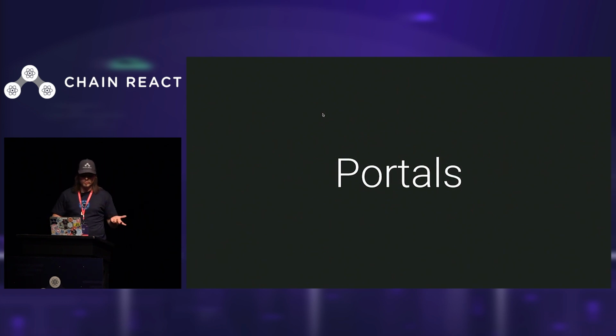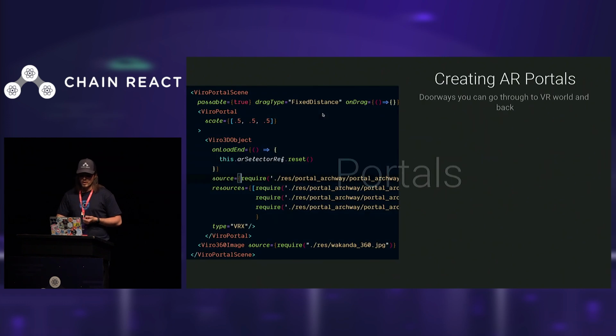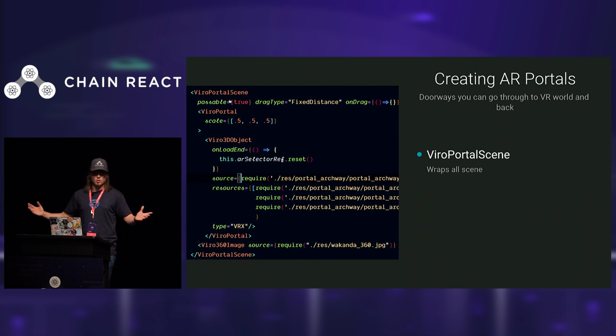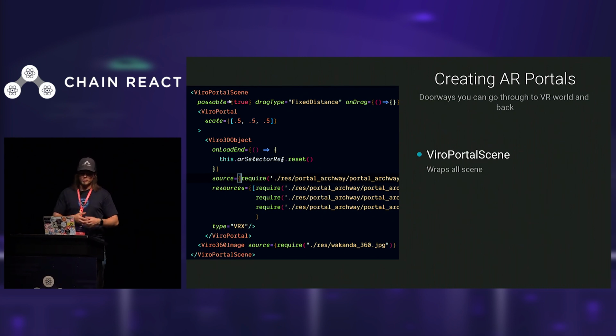So how do we do this stuff in Viro React? We deal with various things. First of all, we have Viro Portal Scene. Basically, it's a wrapper component. It wraps the whole thing. It's the doorway, it's the image beyond the doorway, it's everything, the behavior, everything. So inside of Viro Portal Scene, there is a portal, and there's a 360 image.